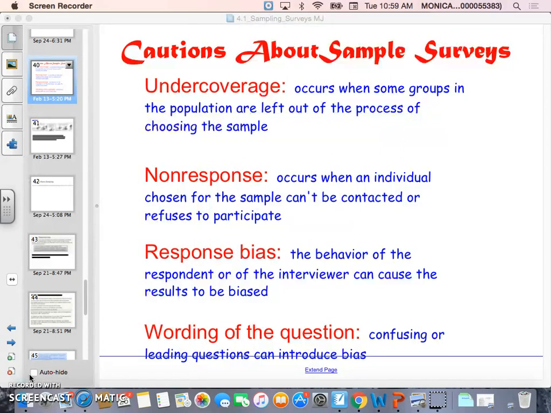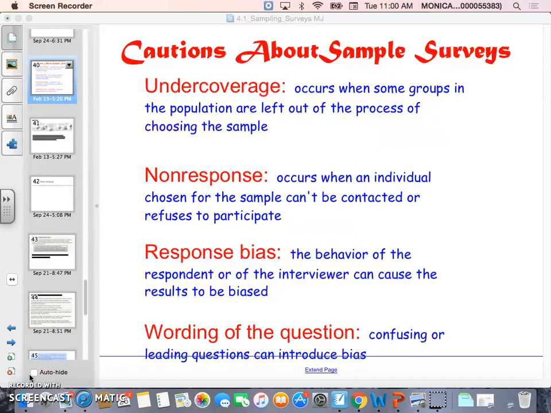Another situation, this happens to me all the time, when you get to be an adult, you're going to start getting surveys in the mail, and non-response is a problem as well when you're selected to be in the sample and then you choose not to participate. So that's going to cause some skewed results. We also have a problem of response bias. And so if your question is something that's illegal or maybe an unpopular behavior, you might have people that lie.